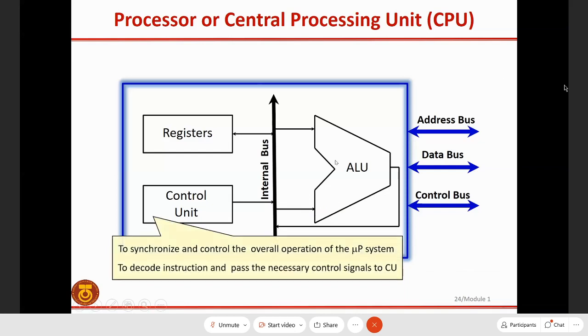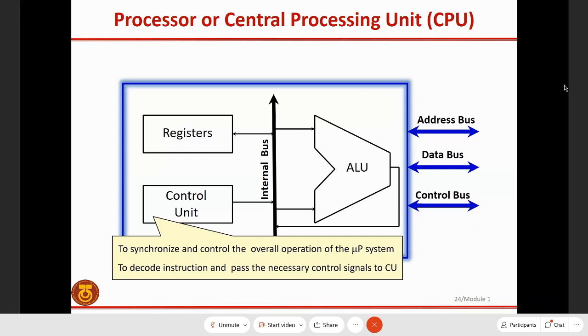Then the control unit. It synchronizes and controls the overall operation of the microprocessor system. It decodes instructions and passes the necessary control signals. What does decode instruction mean anyway? What instruction? Later on we're going to see that. Please remember this word, decode instruction.